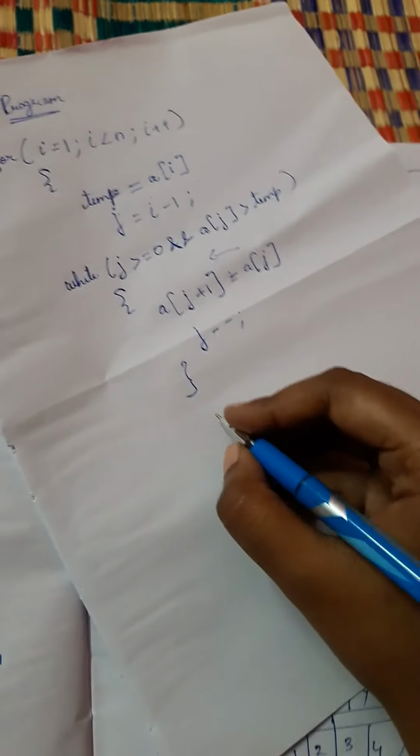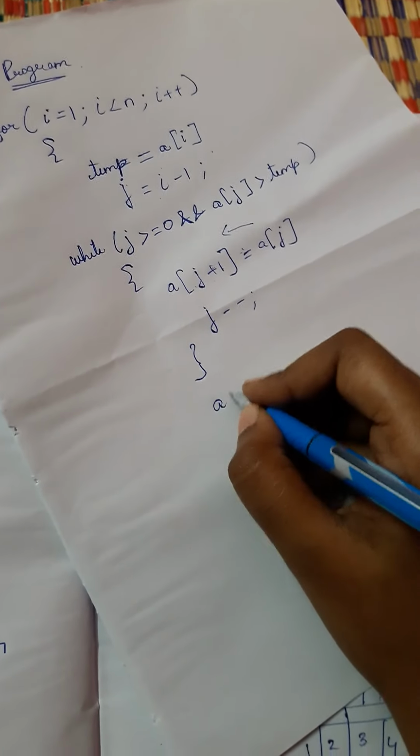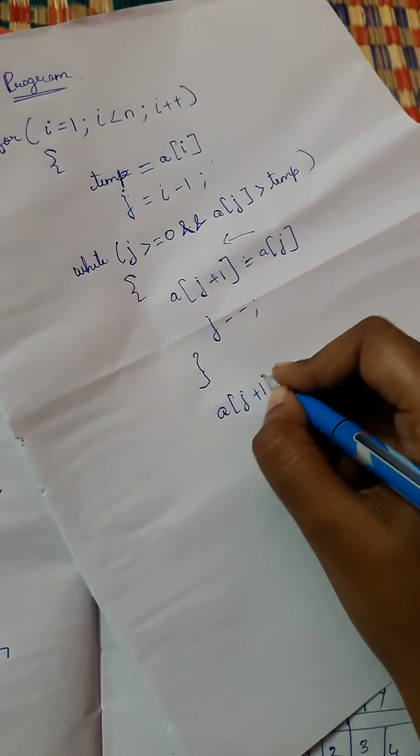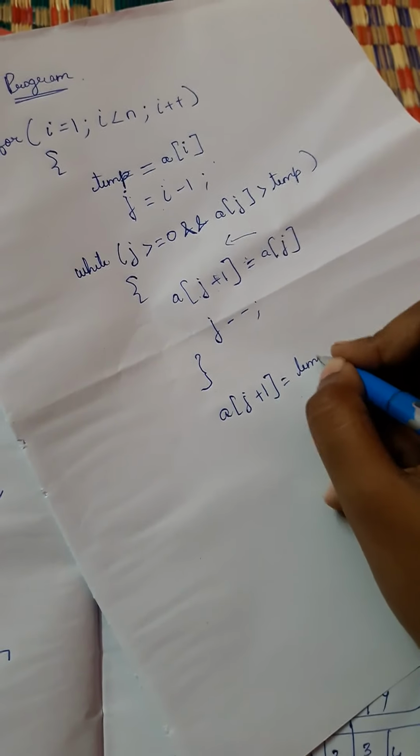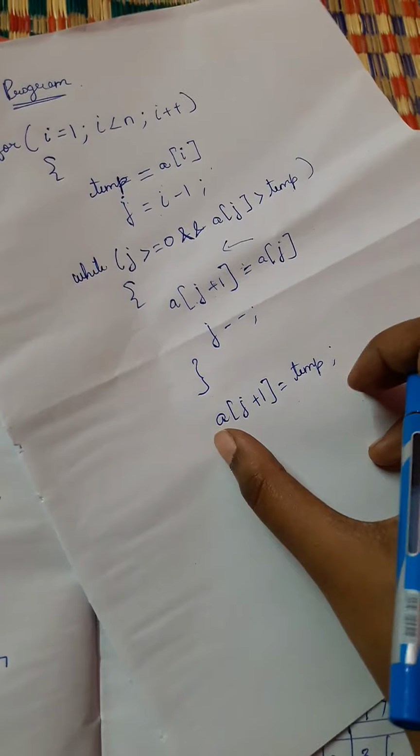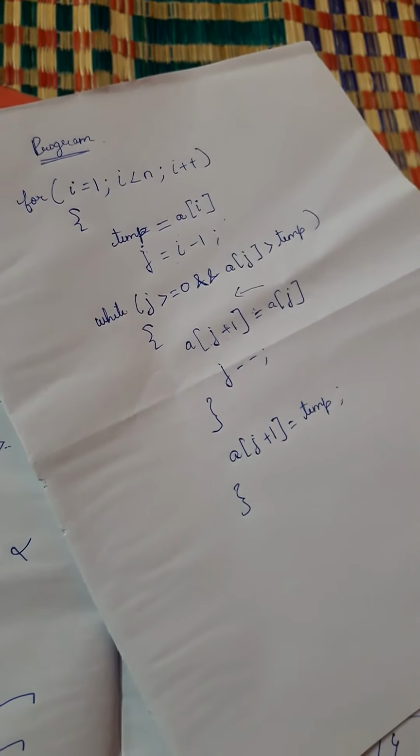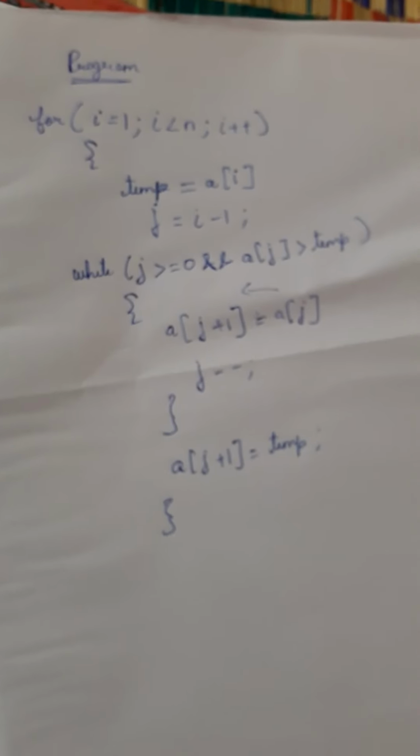I started the for loop here, and I will complete it here. If this condition fails, we will jump to this position: A of j plus 1 is equal to temp. If the condition is not satisfied, we assign the temp value here. So that is the program. Now I will explain it with an example.